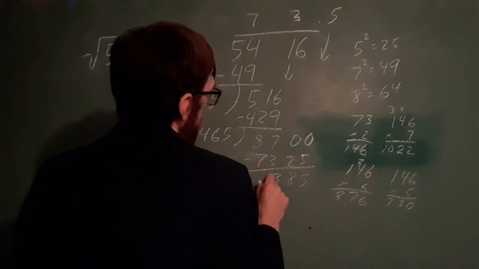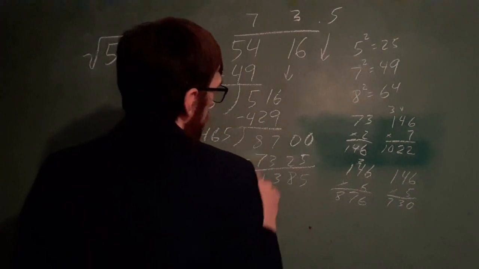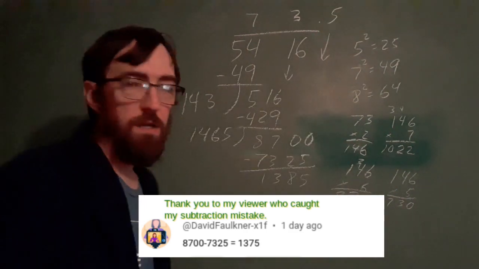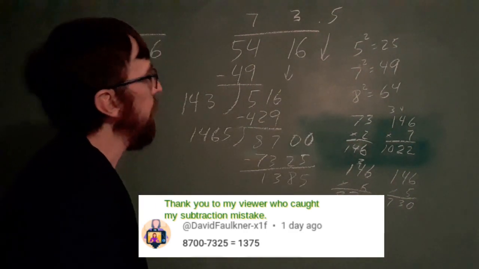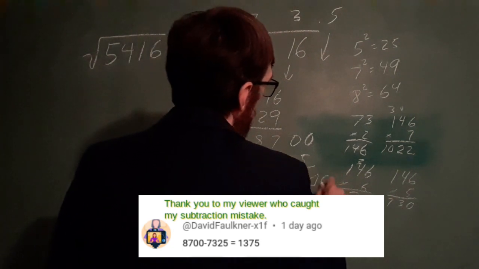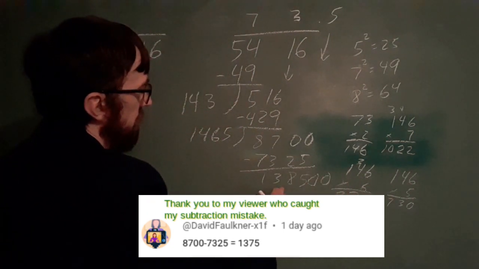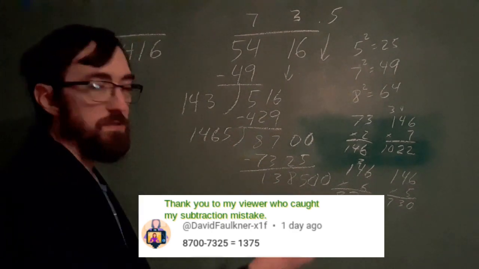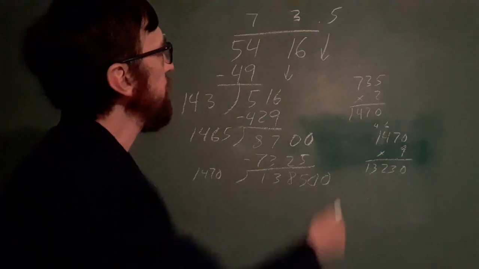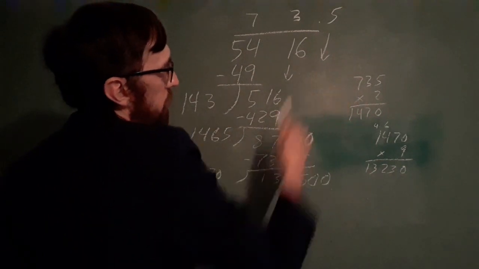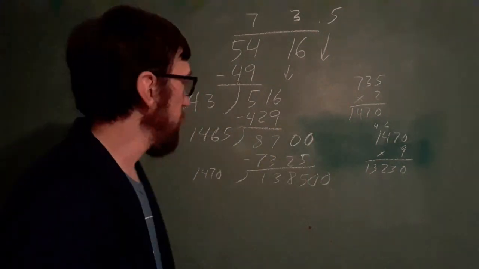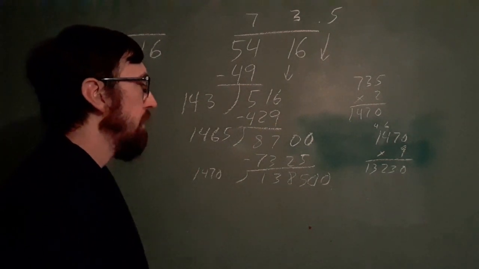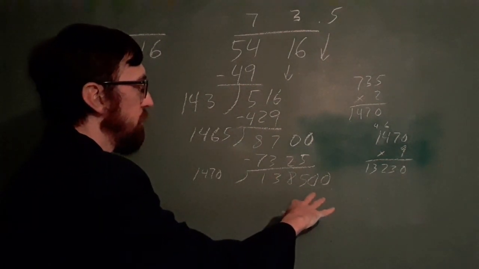That's 3 and 1. That's a pretty big number. Remember, I'm going to have to bring down some zeros here as well. So I'm looking now at, I need to divide into 138,500. We're going to ignore this decimal point here and multiply the 735 by 2. That's going to give us the 1,470.